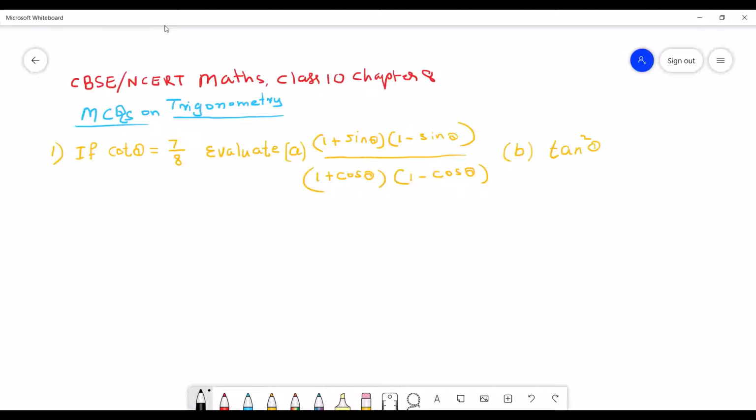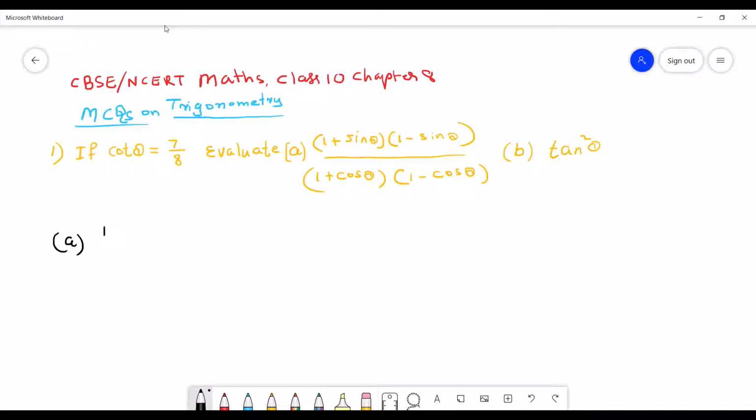Here it is given that if cot theta is 7 upon 8, evaluate A: (1 plus sine theta) into (1 minus sine theta) upon (1 plus cos theta) into (1 minus cos theta), and B: tan square theta. First of all, we will consider the question A.